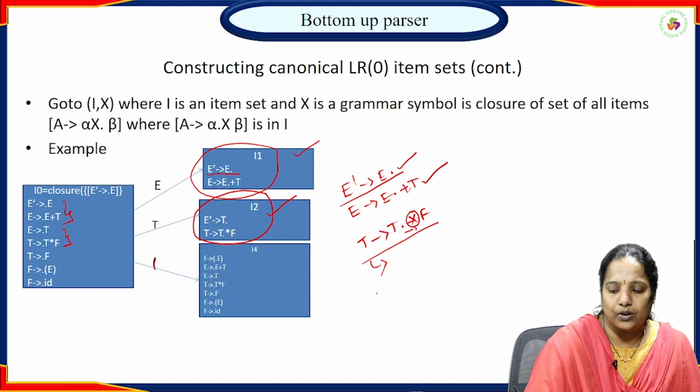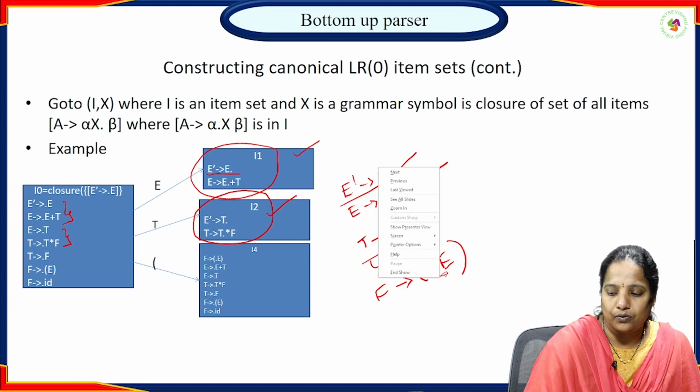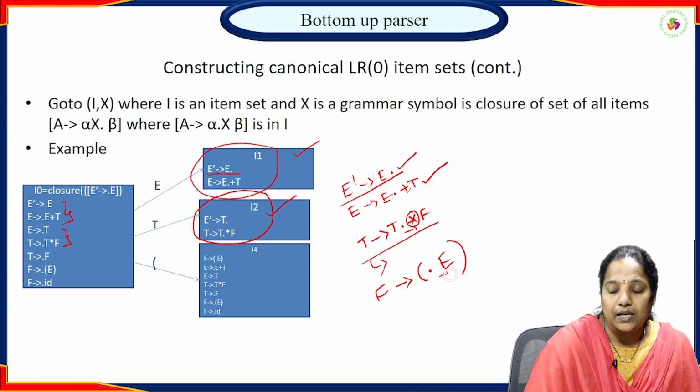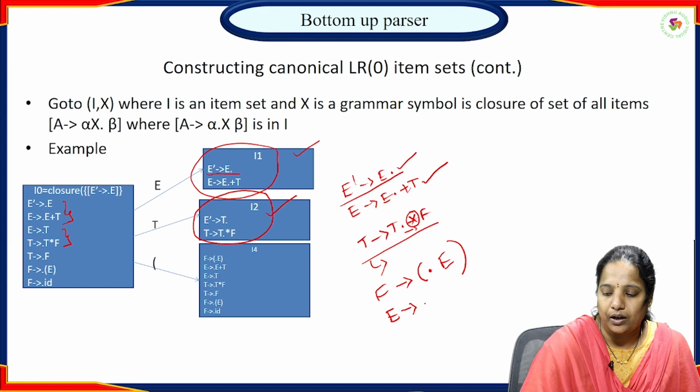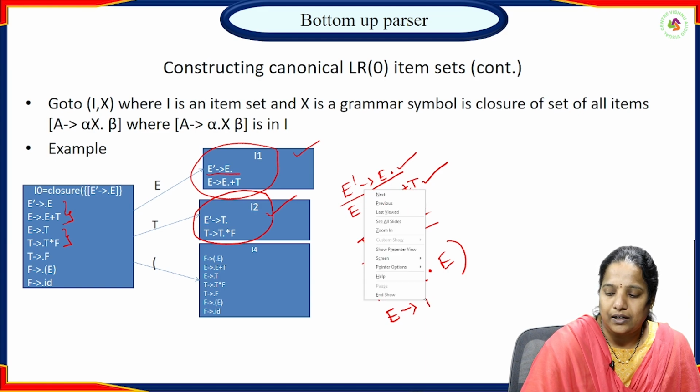Then we need to move the left parenthesis to the right hand side. Left parenthesis, dot and E we have to write. When we observe this one, dot followed by E, here it is a non-terminal symbol. Here we need to add the productions related to E. How many productions are there? Okay, 2 productions are there related to E.